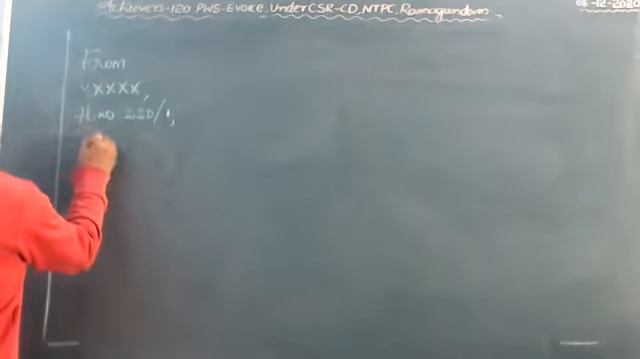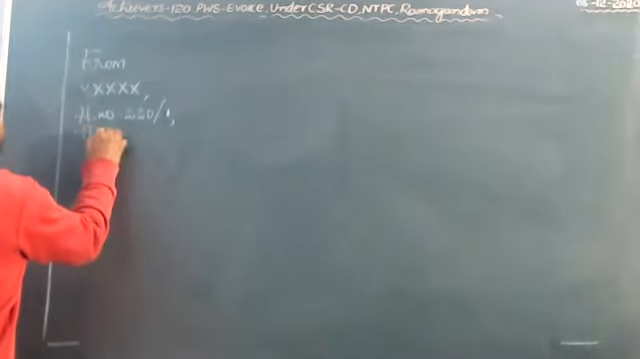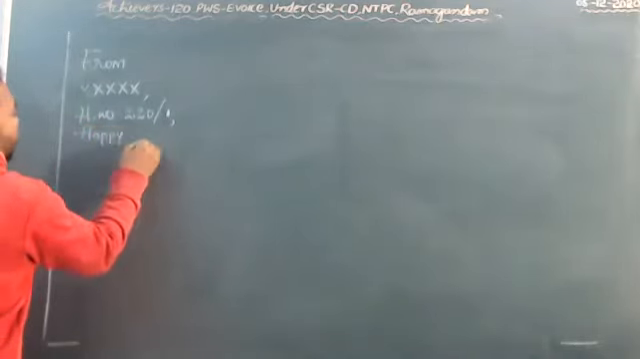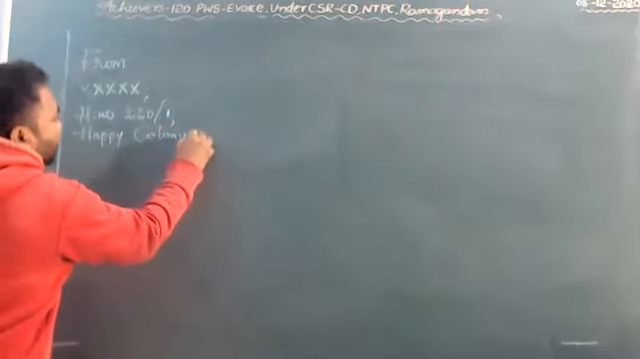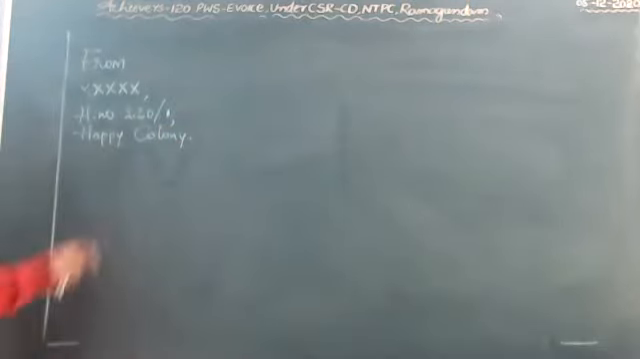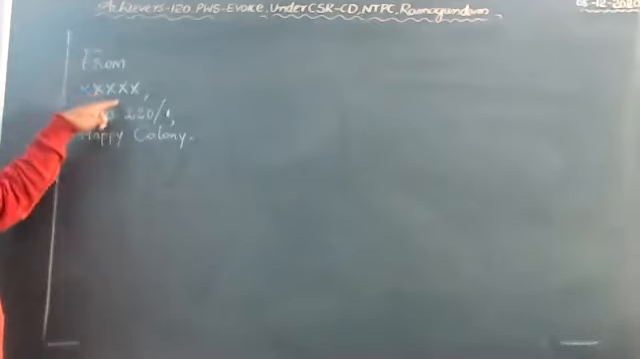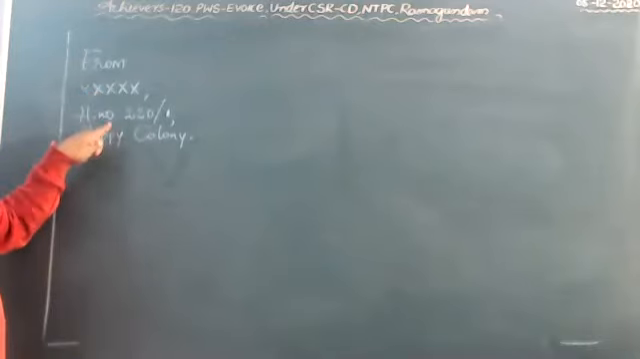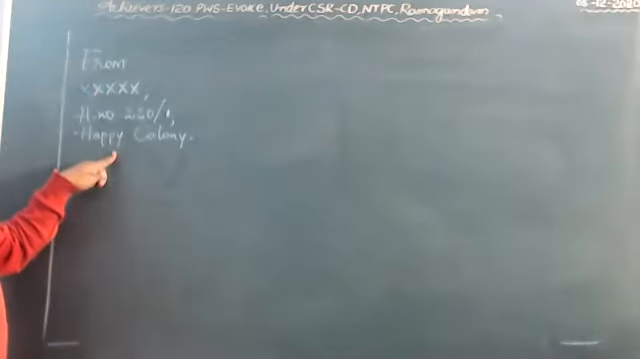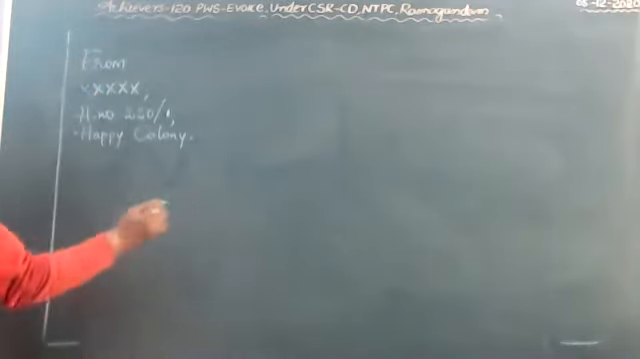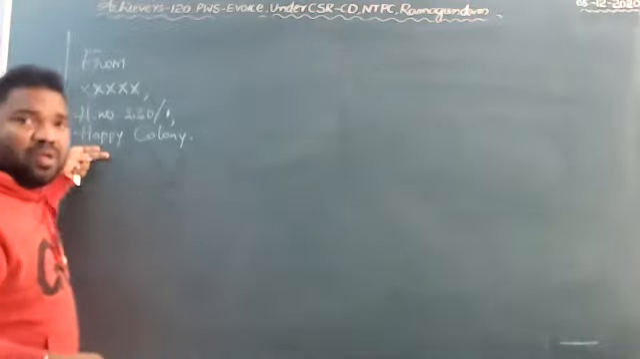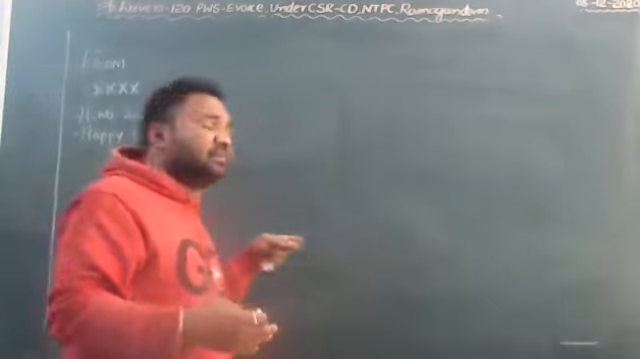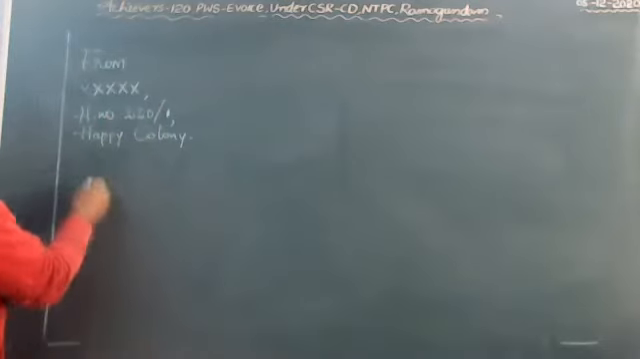Next, my colony name is Happy, and I'm writing Happy Colony here. So from XXX, house number, Happy Colony. Next, I'm going to leave 1 or 2 lines of space here. Next, I'm going to put the date.